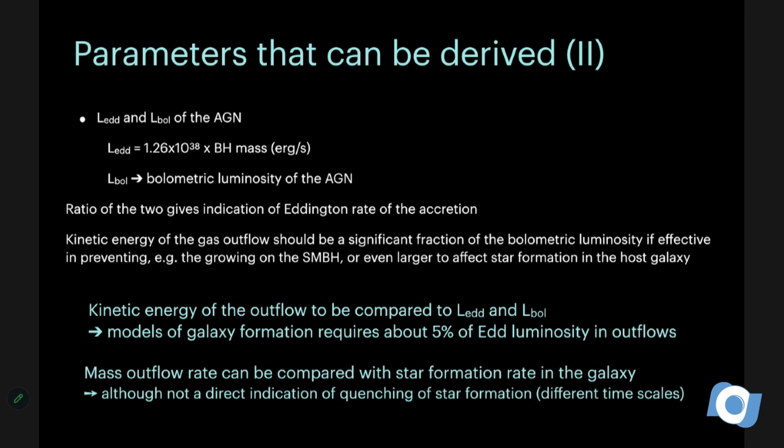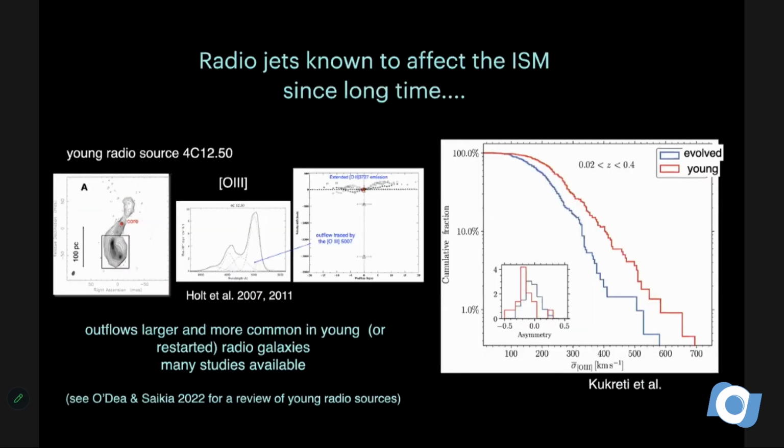But the other thing that you can do, of course, is to compare your mass outflow rate with the star formation rate, because all this we do to prevent either the black hole from growing too much or the star formation from keeping on going. So you can compare the mass outflow rate with the star formation rate of your galaxy and see whether the mass outflow rate is comparable, or anyway a big fraction of it. Although we are talking about different time scales, so that's another kind of worm that I'll spare you.